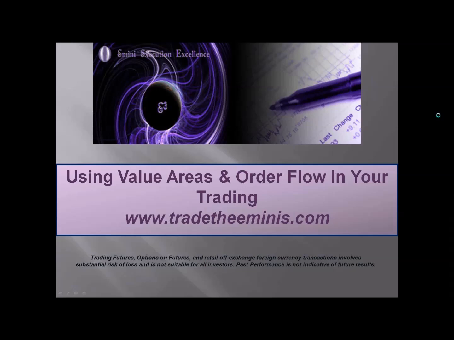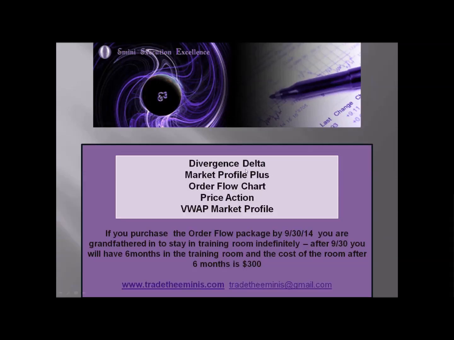These are what you get in the package. You get the divergence delta, market profile plus, order flow chart, price action, and VWAP market profile. And in all of these, you can change them from VWAP to volume or TPO, whatever your preference is.